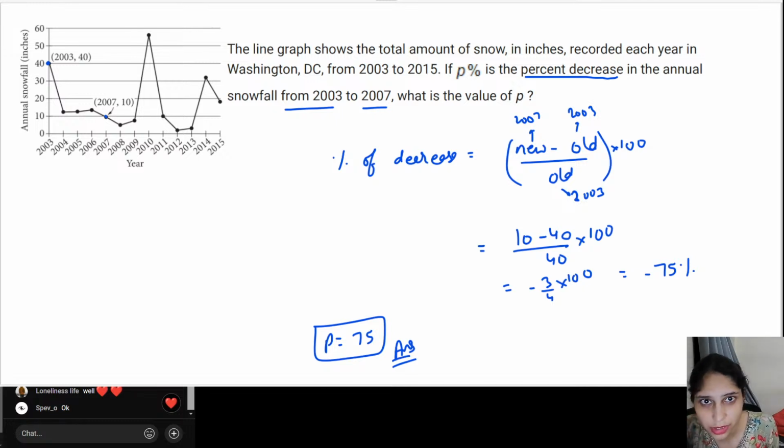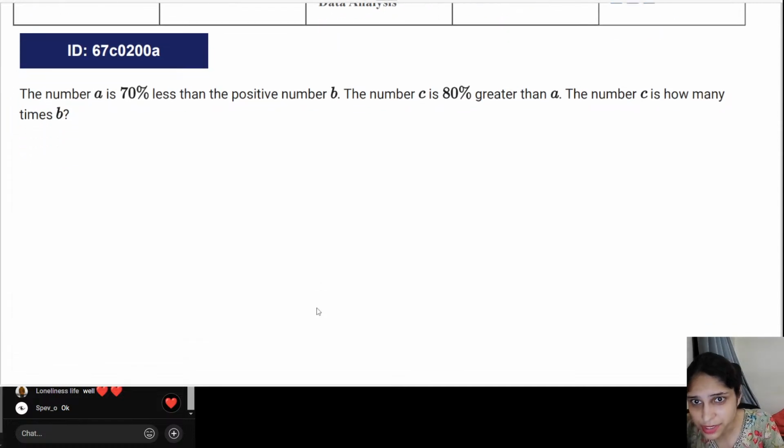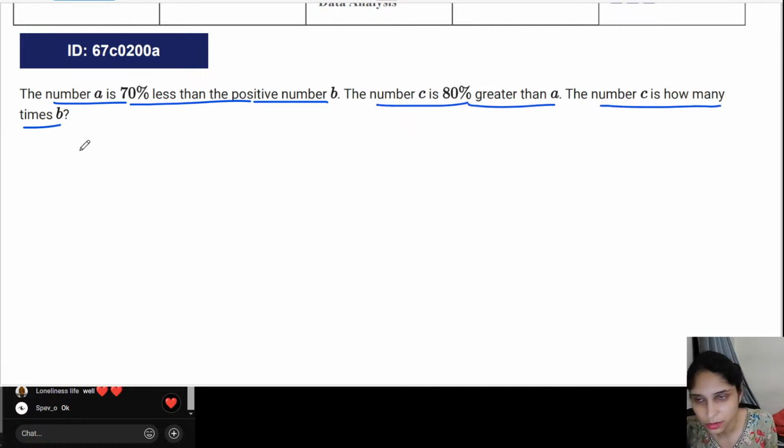Next one is question number 18. So after 5, it's directly 18. A number A is 70% less than the positive number B. The number C is 80% greater than A. The number C is how many times B? So A is equal to 70% less than means what? 30% of B.